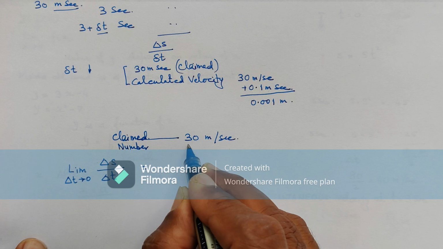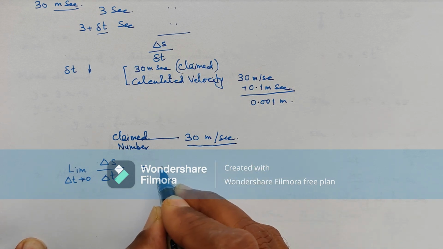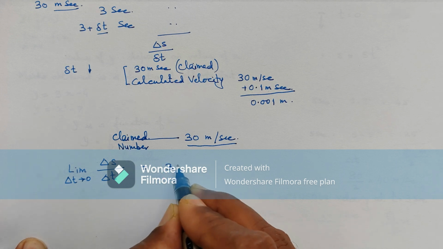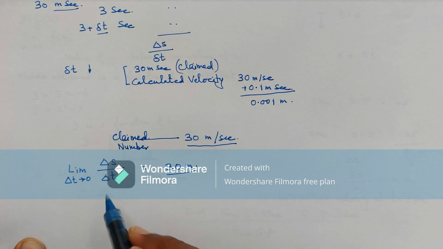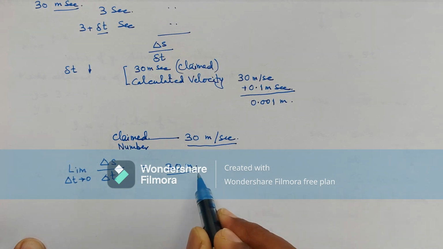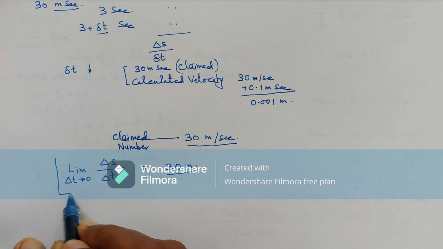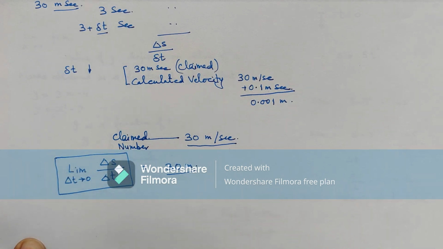And how did I arrive at this 30 meters per second? I will probably explain in the next part of the video. I claim that this is 30 meters per second, and if I can prove that by reducing delta t more and more, I can get the result closer and closer to 30 meters per second, then this 30 meters per second is known to be the limit of this function, delta s by delta t.